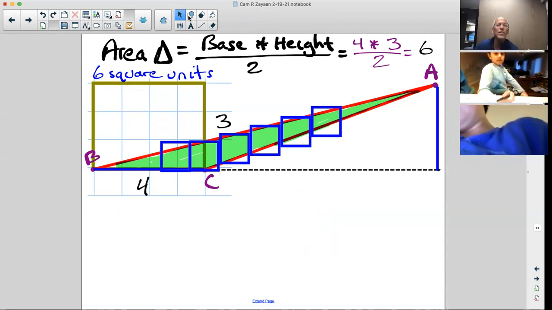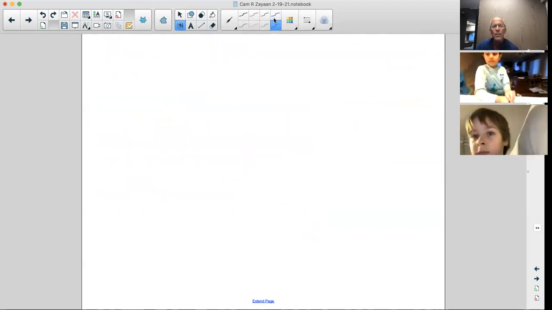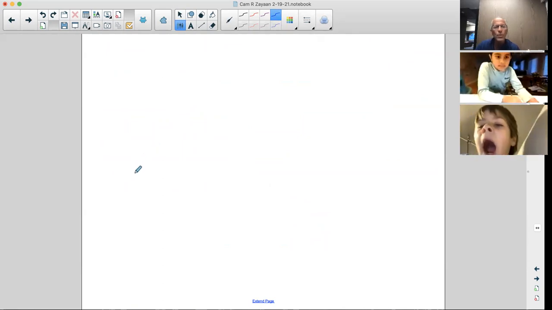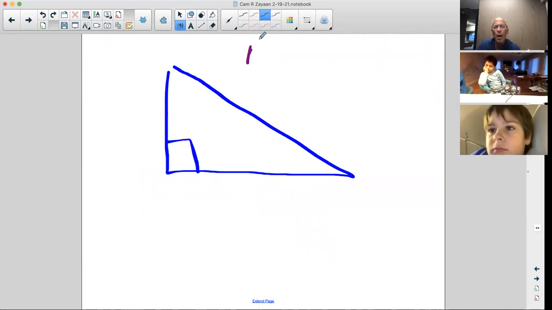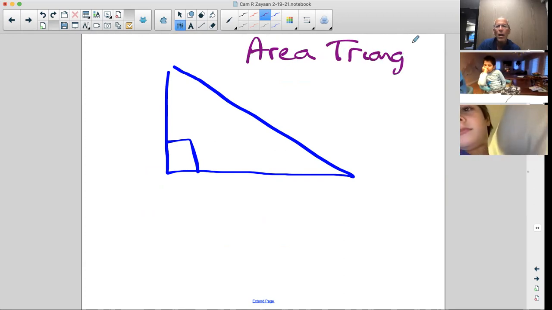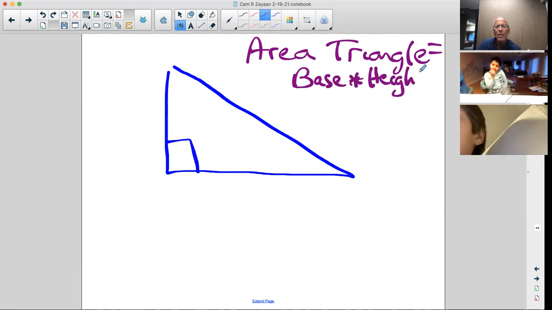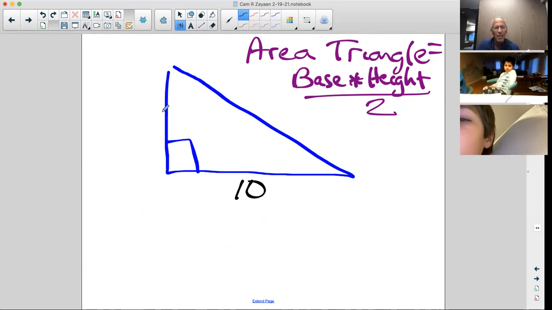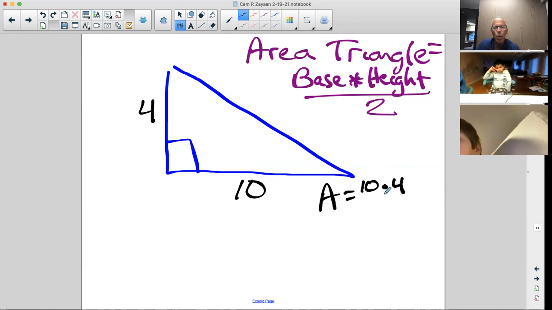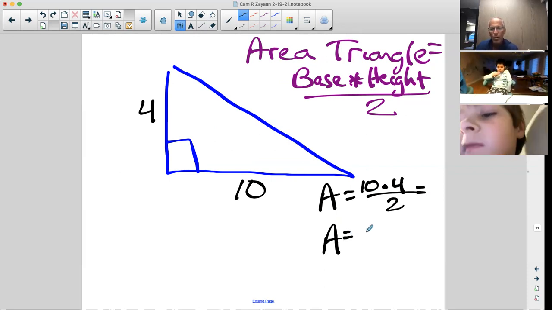Pretty cool. So this week, here's what I want you to do. Are you ready for practice? This is your homework. Your parents are going to draw you a triangle like this, and they're going to say the area of a triangle equals base times height divided by 2. Then they're going to give you the base and maybe the height, and ask, what's the area? And you're going to say A equals 10 times 4 over 2. And half of 40 is what, boys? Half of 40 is 20.